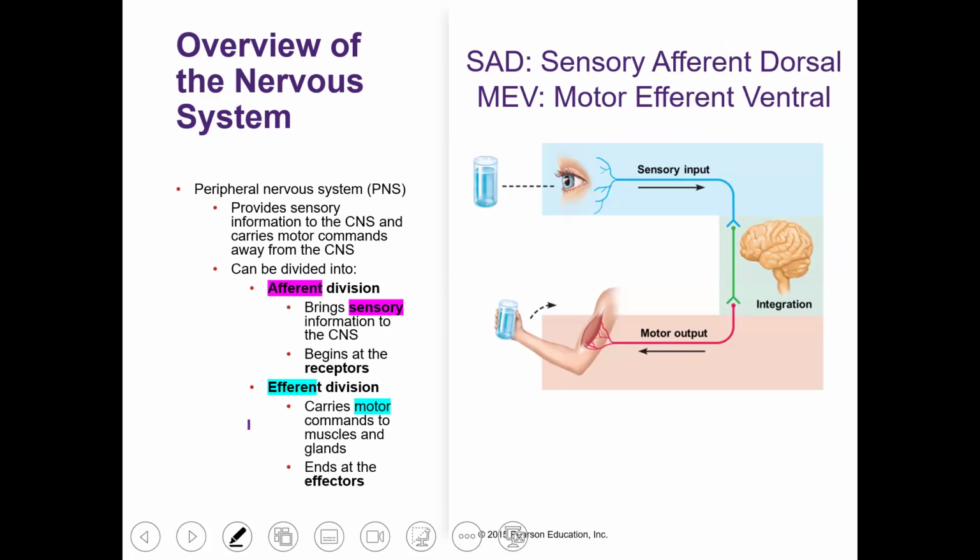Okay, so our afferent division brings sensory information to the central nervous system and begins at the receptors. So this could be the pressure receptors in your skin. This could be the hot or cold receptors in your skin. This could be your sight. Okay. Efferent division carries motor commands to the muscles and the glands and ends at the effectors.